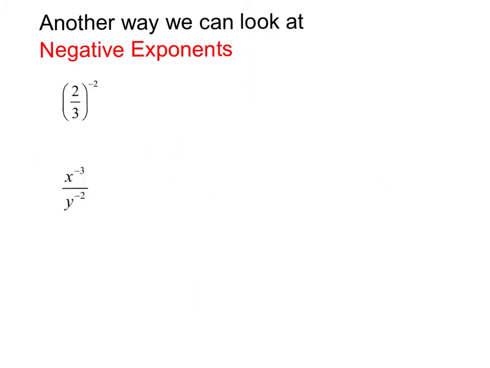Now, finally, there's another way that we can look at negative exponents. Let's look at these two problems by themselves, and let's try to do these problems first. The way that we normally did negative exponents in our first example is, whenever we saw the negative, what did we do? We took the reciprocal. So if we take the reciprocal of this, we get 3 over 2 to the power of positive 2, because once we take the reciprocal, it becomes positive.